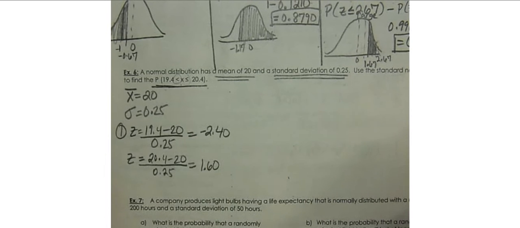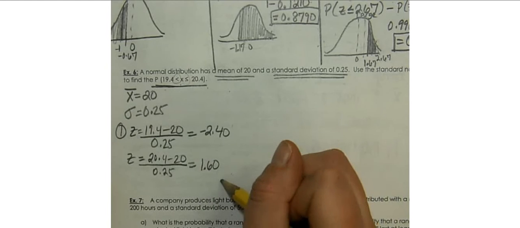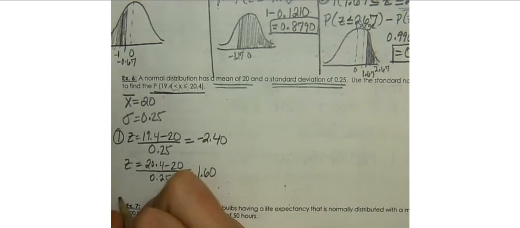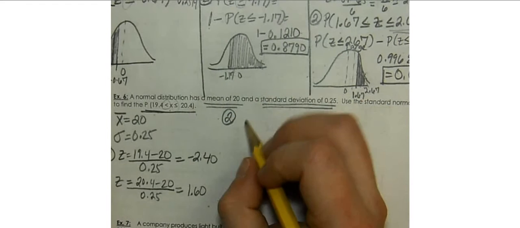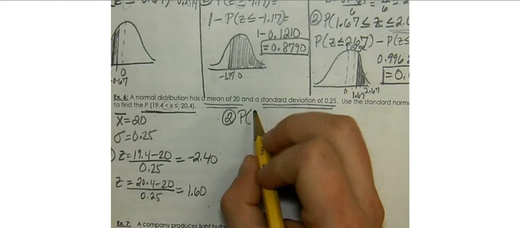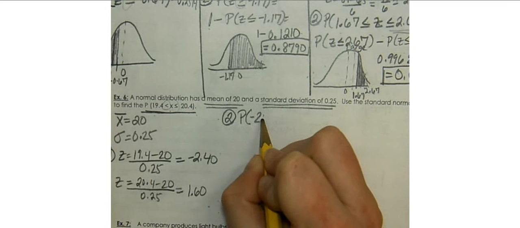So that is the first thing we do. We convert it to z-scores. The next thing that we need to do is rewrite this as a probability statement using z's. So I'm going to write this as the probability that my z-score is in between negative 2.40 and 1.60.